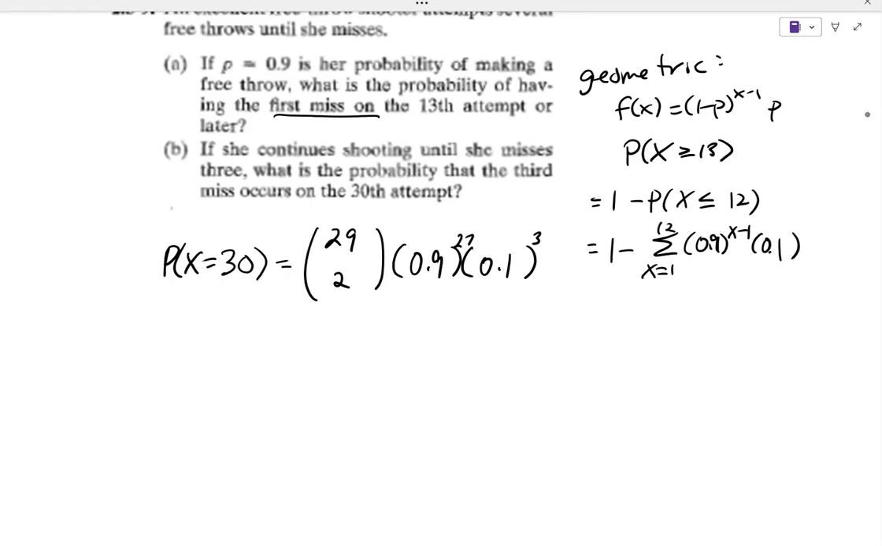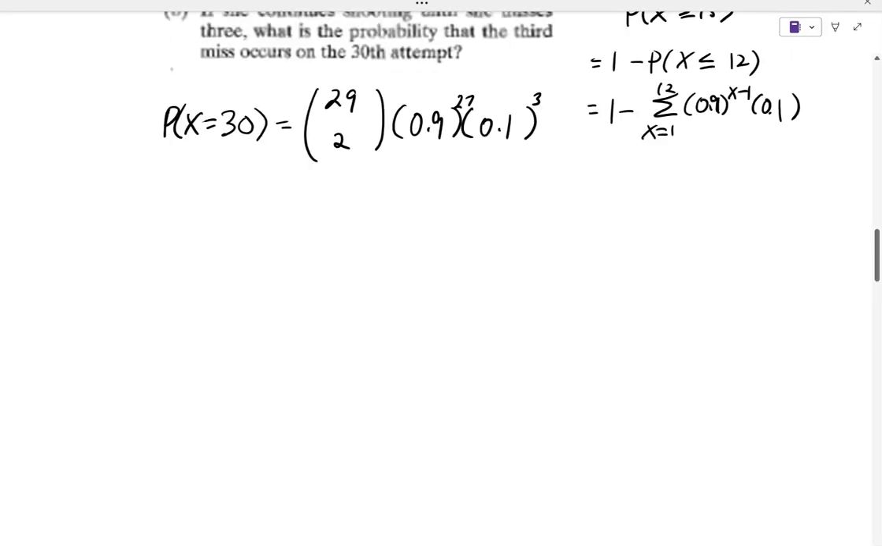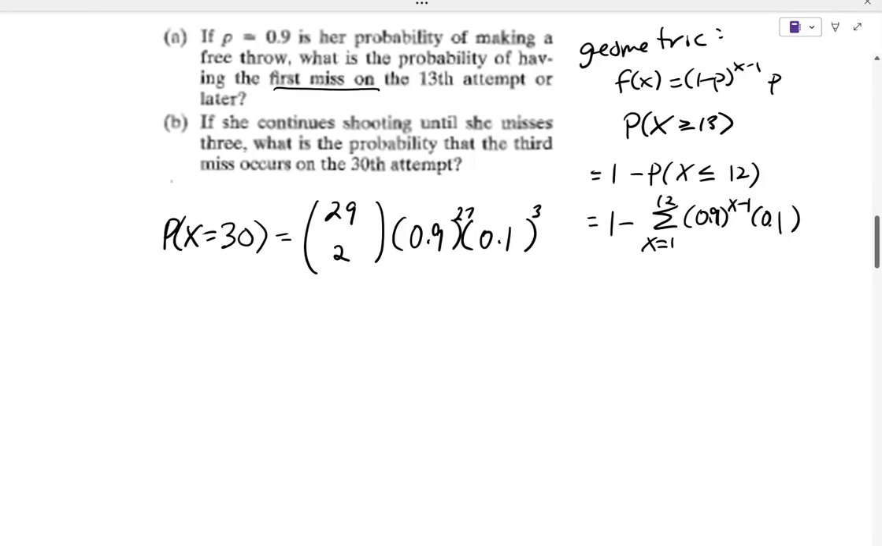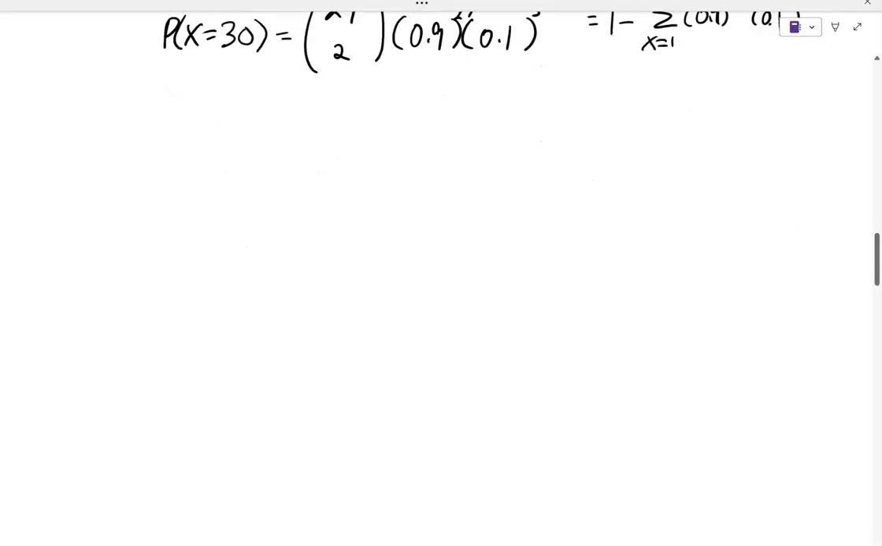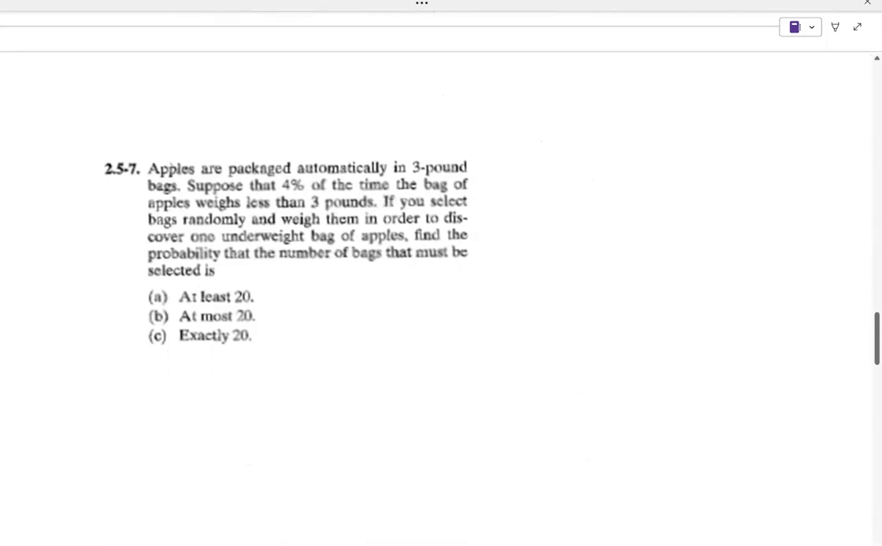What's that? Oh. All right. This one okay? Yes. Right, but we're looking for a third miss. So missing is our success in this case. We're trying to get to the third miss, so that's why we're using the 0.1. Okay. All right. Do you want to do another problem like this, or are we okay on that idea? You want to do another one? Okay.